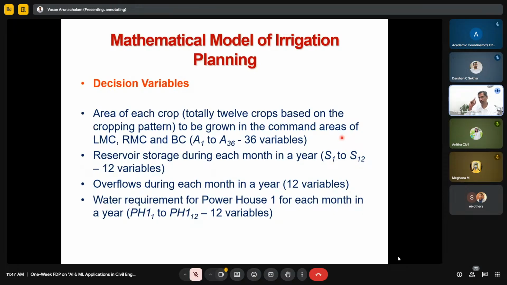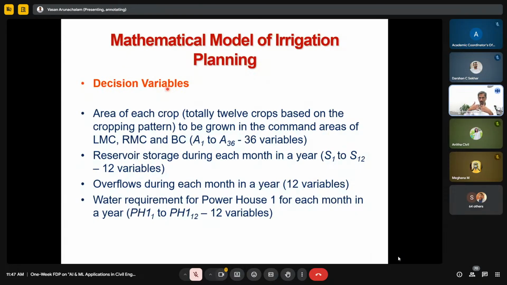As I told you initially, whenever you think of a mathematical model, there are 3 major components. One is the design variables. The second is the objective function. And the third is the constraints. Here, the first thing is the design variables, or decision variables. Now, which crop should be grown is one thing that we will have to decide. That is usually given in the database.